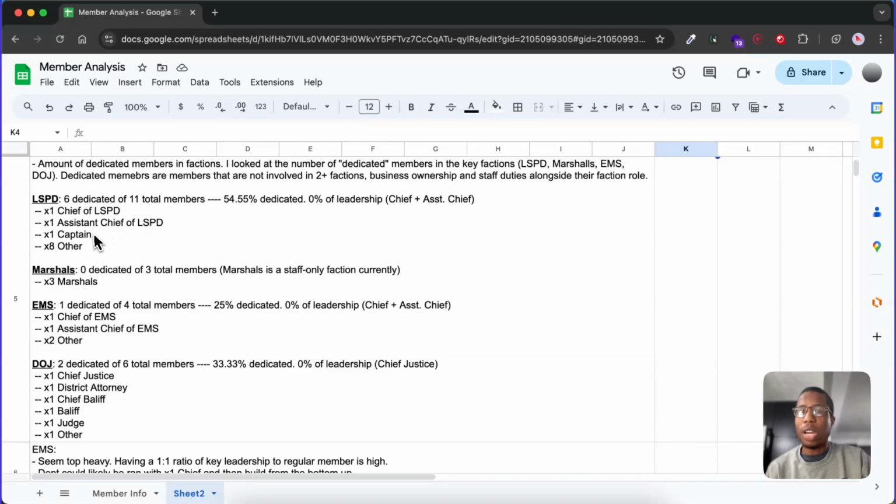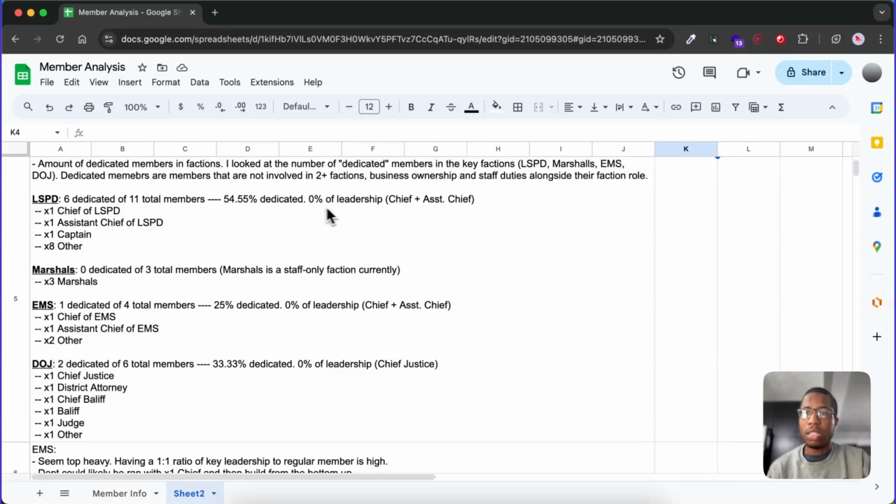And I know that you can have people that are involved in several factions and they're very dedicated. This is just the term that I came up with here. If you do something like this, you can call it whatever you want, but I called it dedicated. So I figured out the total number of dedicated members within each of these, and then the number of total members. And I came up with different percentage points. And then really important is the amount of dedicated leaders.